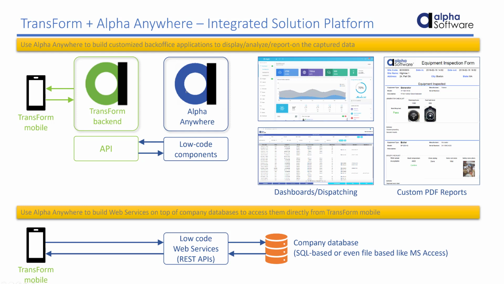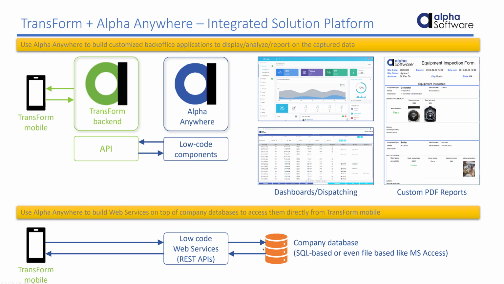One is to enhance a TransForm solution with some back office type of components, such as dashboards and reports. But the other functionality is using Alpha Anywhere to implement REST APIs, so web services via a REST API, for company databases, systems of record.